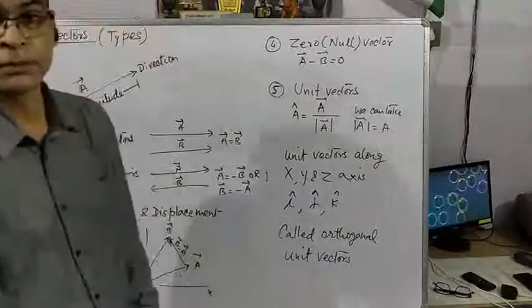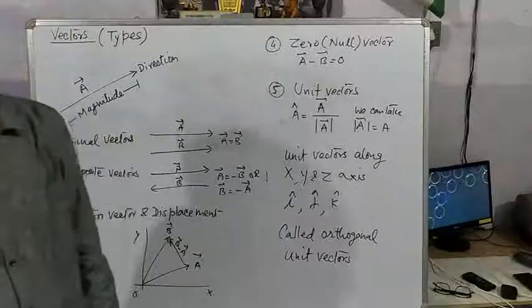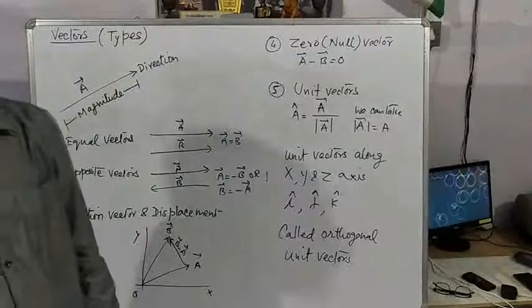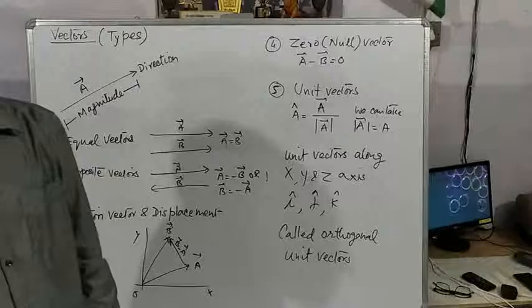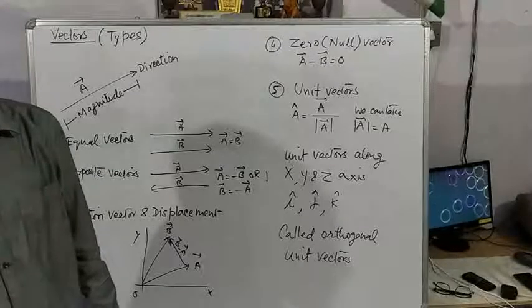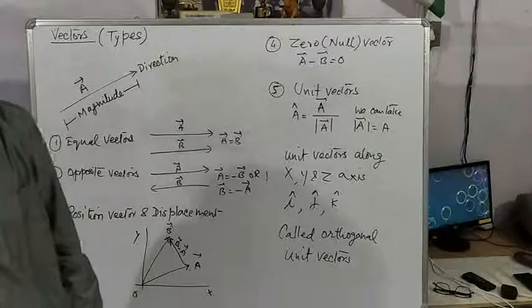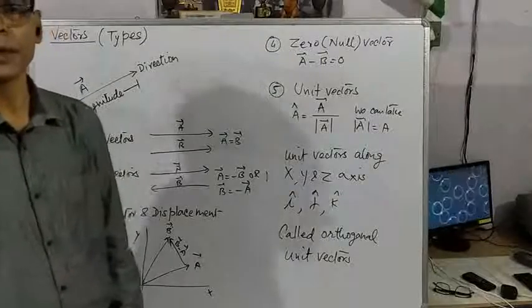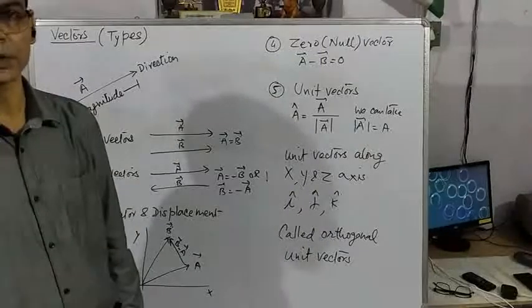Hello students, today I am going to revise vectors. Vectors are part of chapter motion in a plane. Vectors are those quantities which are represented by both magnitude and direction.